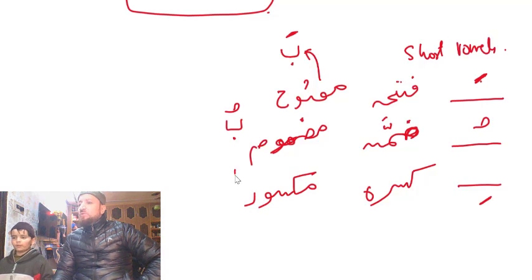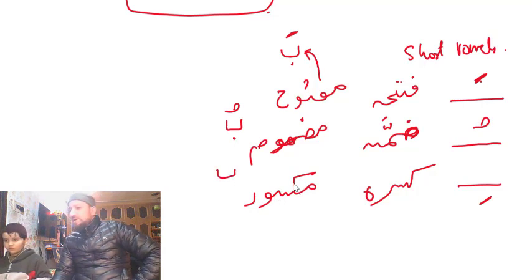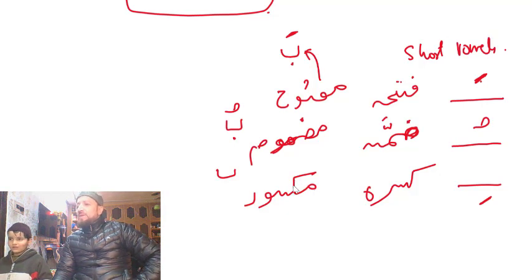Maksur. Meem, kaf, seen, waw, ra. In Urdu we say keef. Meem, kaf, seen, waw, ra. Maksur. That is ba with kasra on it. Now, is this ba mutaharrik?